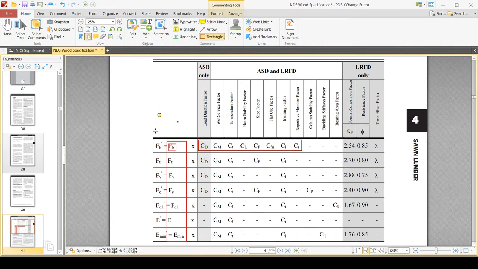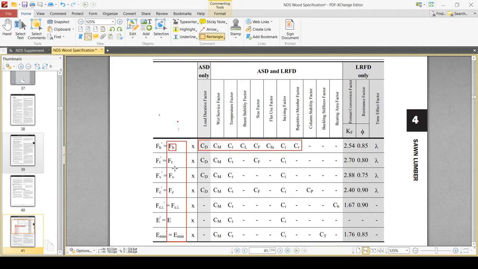F_b prime, for example, is an adjusted allowable bending stress, and this is what you actually compare to the loads that you're applying to your member. So the adjusted value is what you actually use in design. Again, one more time, all we're doing here is discussing how to get the reference unadjusted values from the NDS supplement tables. You can't use these directly in design, you have to first apply a series of adjustment factors, and then you have a value that you can actually use. So I hope I've made that abundantly clear. We're only looking at getting the reference design values today, not looking at actually getting all of the adjustment factors.